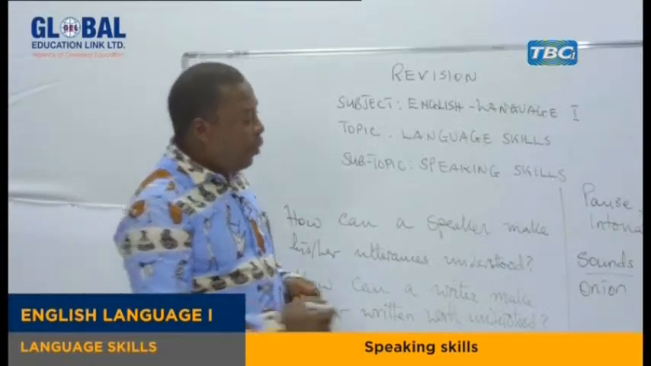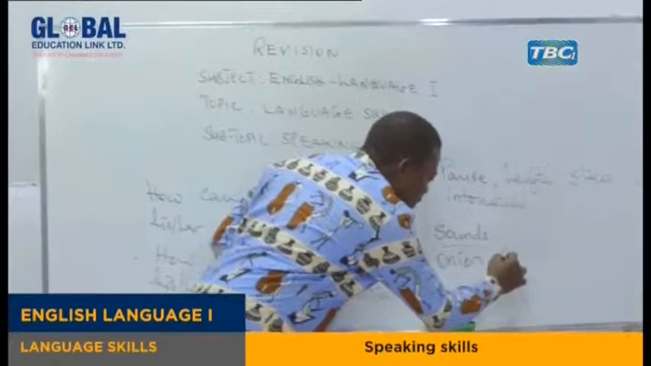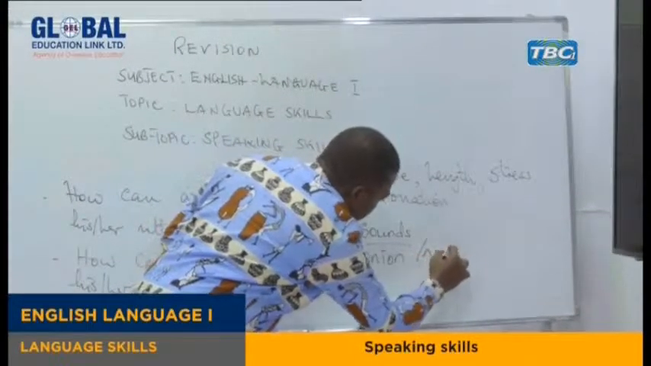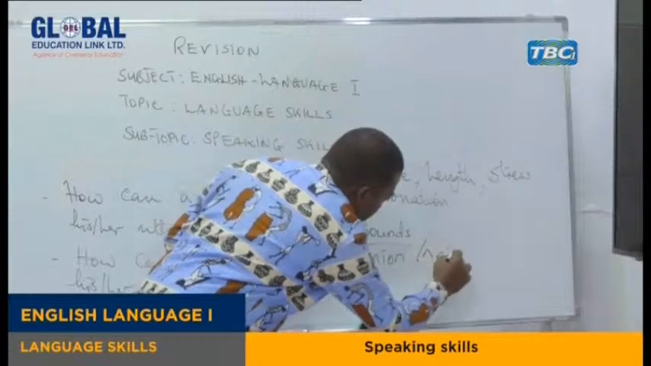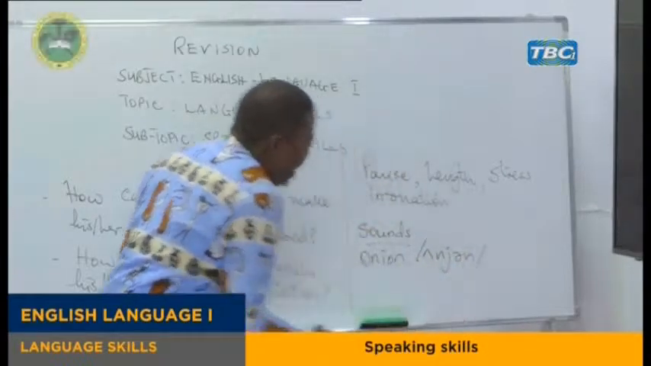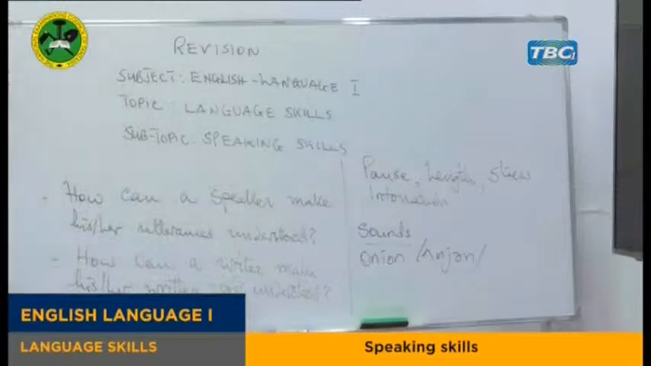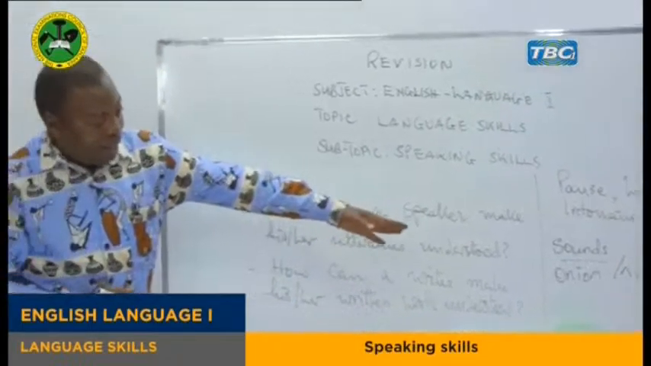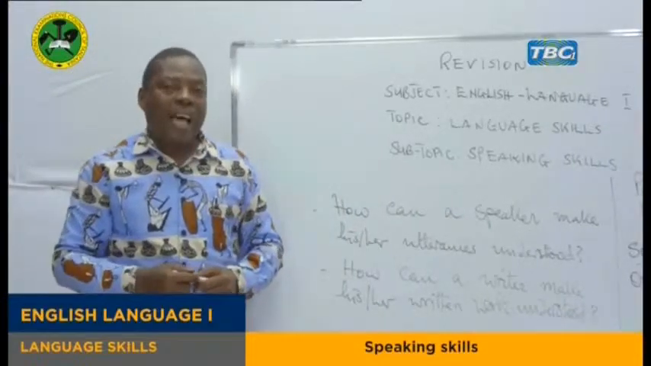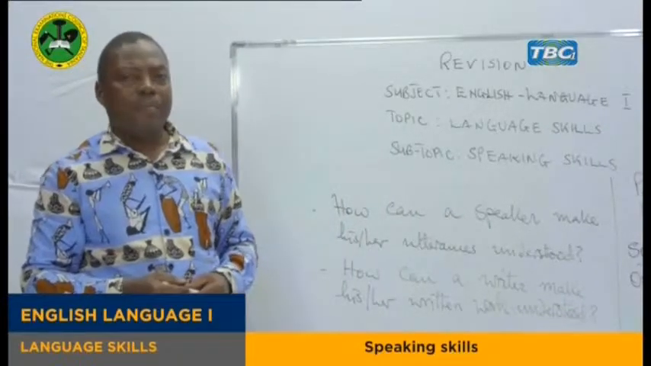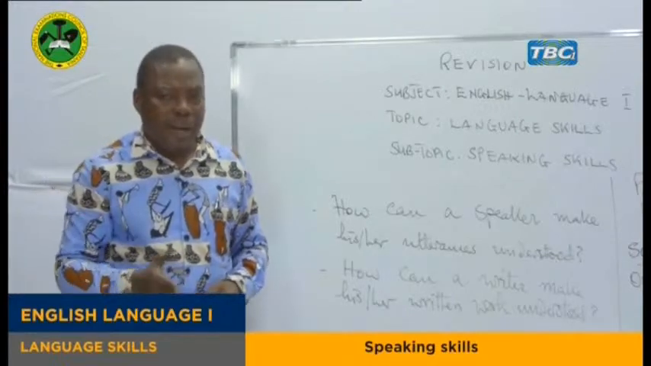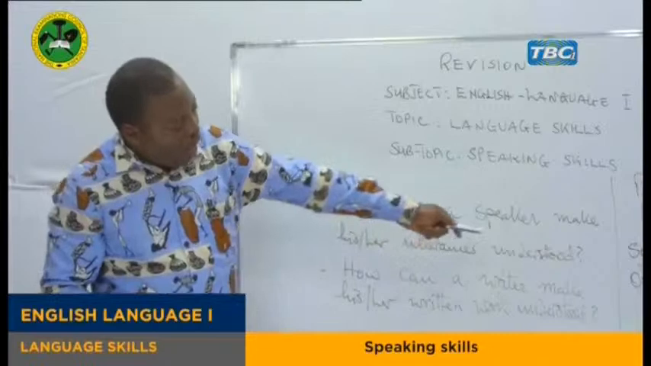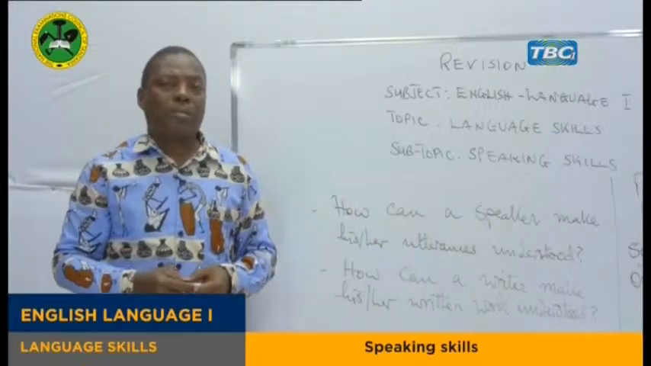So, starting from the proper pronunciation, how do you pronounce that? It is pronounced as an onion. Onion. Can you say onion? So that is the way you pronounce this word.